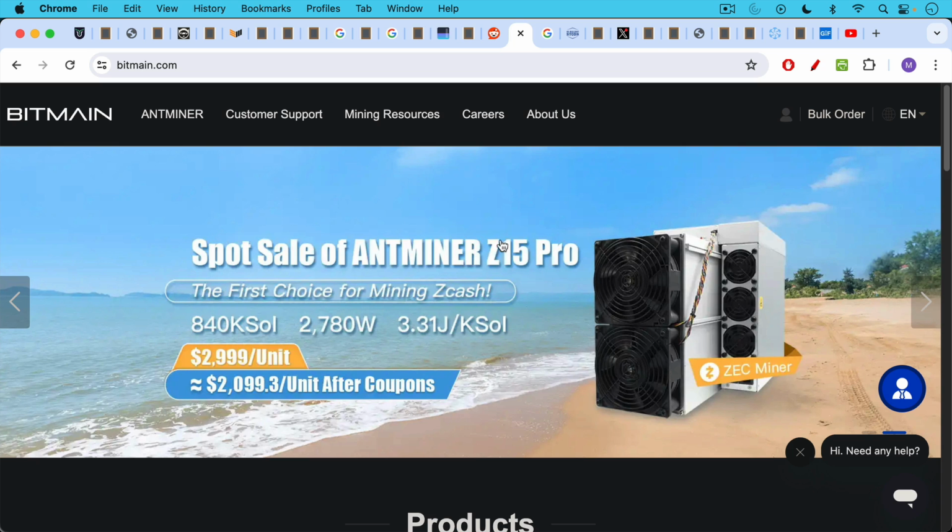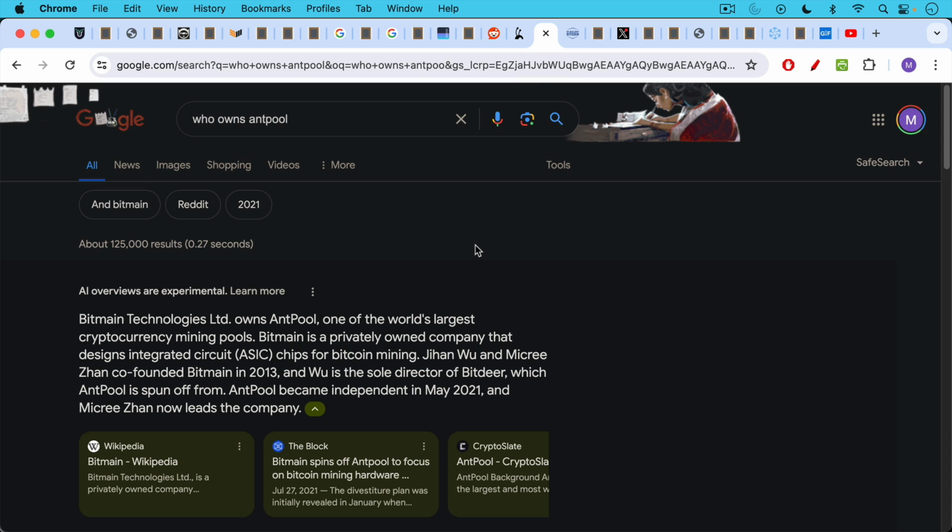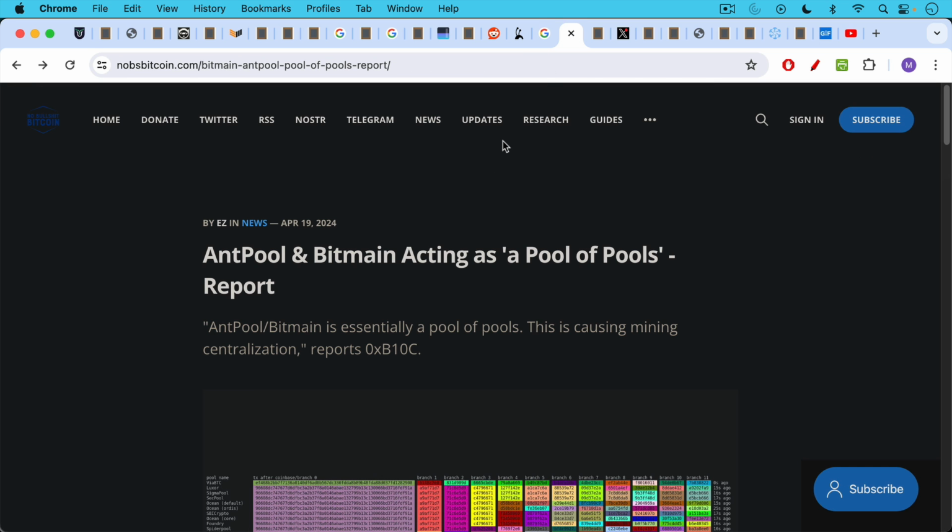And this would make sense that it would be based in China because China makes all these things. So Jihan Wu is the power behind Bitmain. Bitmain also happens to own AntPool, which is that large Chinese mining pool that we were talking about. And it's now come out that AntPool and Bitmain have been acting as a pool of pools. They're basically encouraging all the different Chinese mining pools to mine using the same block templates.